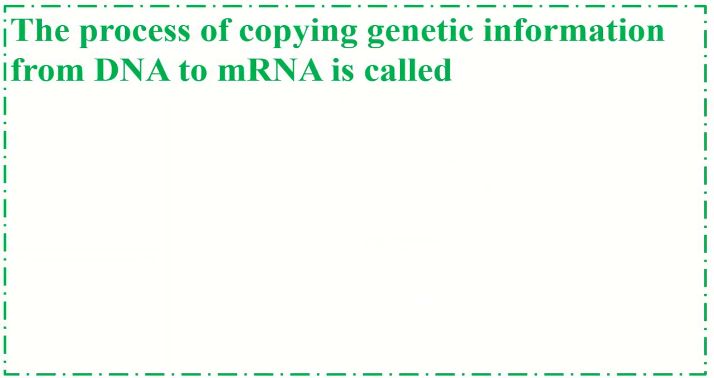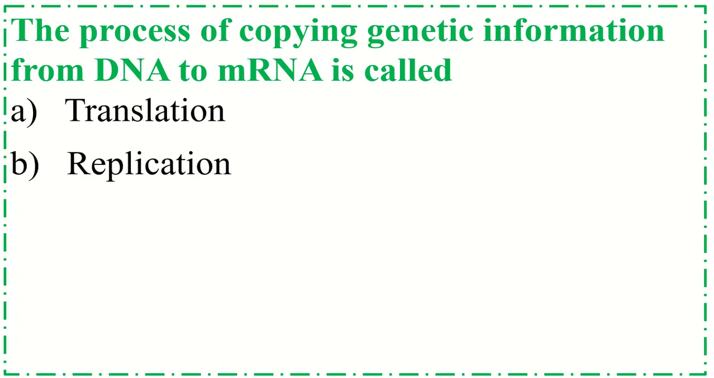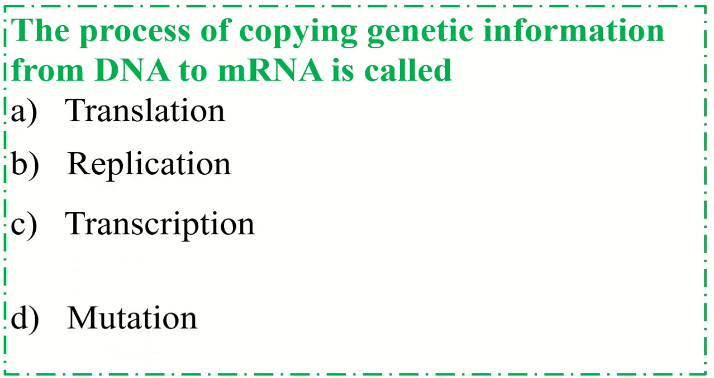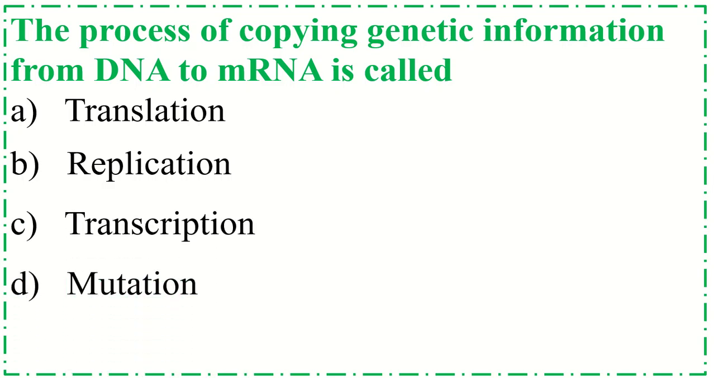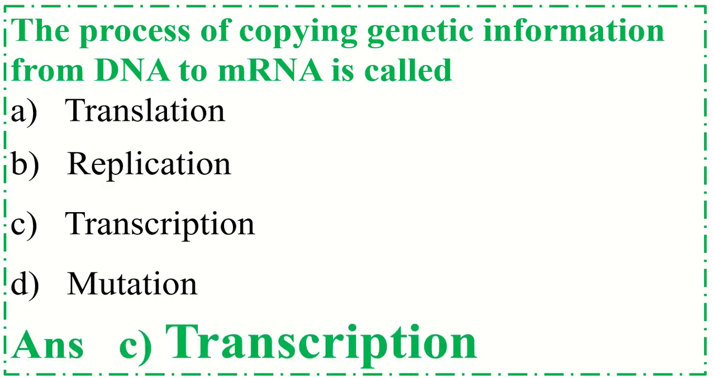The process of copying genetic information from DNA to mRNA is called: option A, translation. B, replication. C, transcription. D, mutation. Correct option is C, transcription.